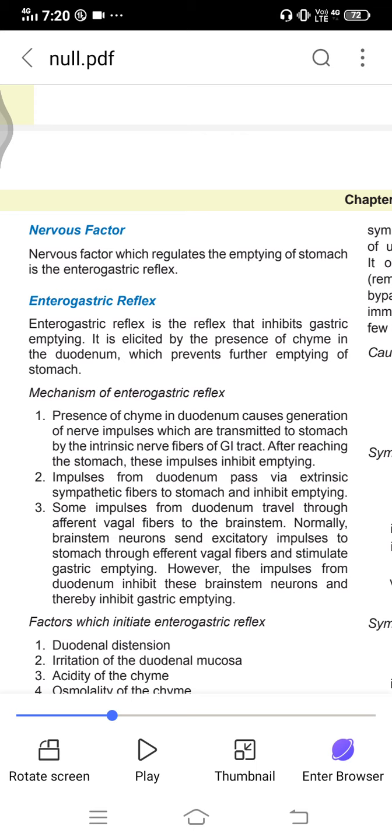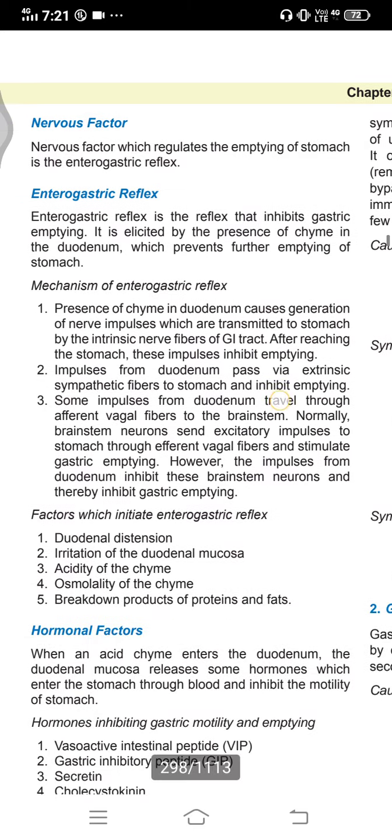Now, the nervous factor. The nervous factor which regulates the emptying of the stomach is the enterogastric reflex. Enterogastric reflex, what is it? It is a reflex that inhibits gastric emptying. It is elicited by the presence of chyme in the duodenum, which prevents further emptying of the stomach.